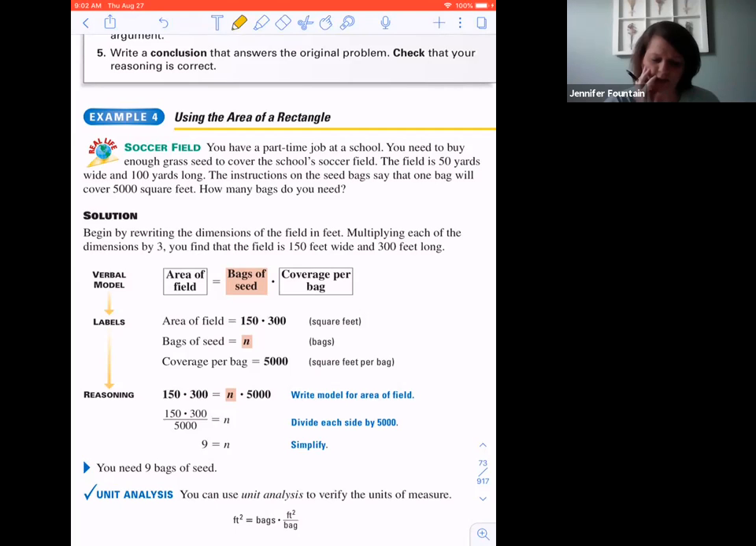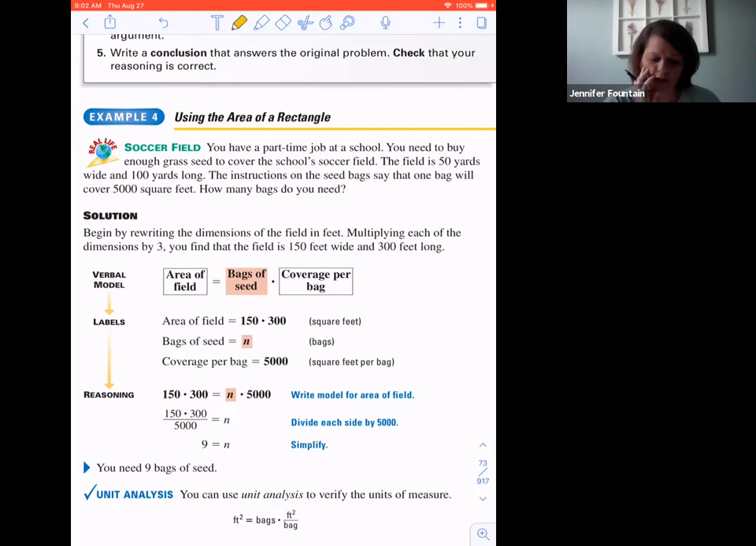Let me read the problem again, make sure I understand it. You have a part-time job at the school. You need to buy enough grass seed to cover the school soccer field. The field is 50 yards wide and 100 yards long. The instructions on the seed bag say that one bag will cover 5,000 square feet. How many bags do you need?